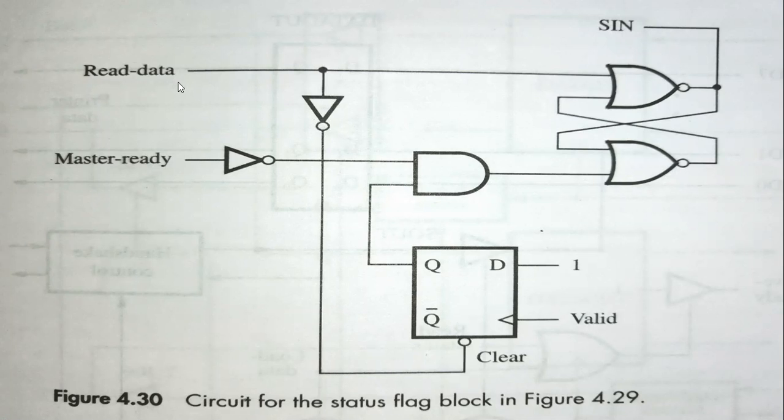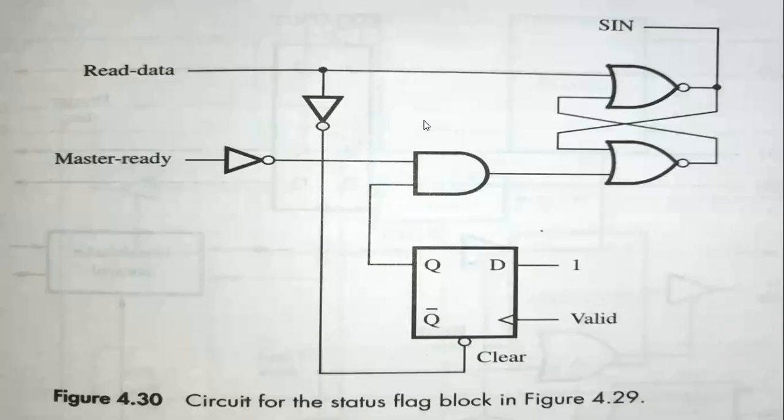If read data is equal to 1, then not of that is 0, so we are not going to reset. If read data is 0, then not of that gives a clear signal, and we are going to reset this particular flip flop. One input from read data, one is valid, and one is already available. By utilizing all these three, the outcome will be transferred to this particular entity.